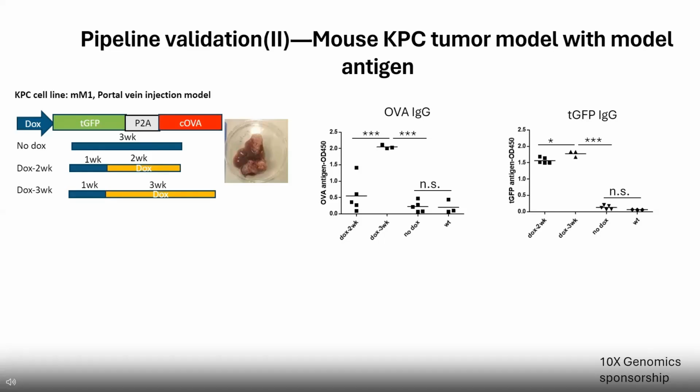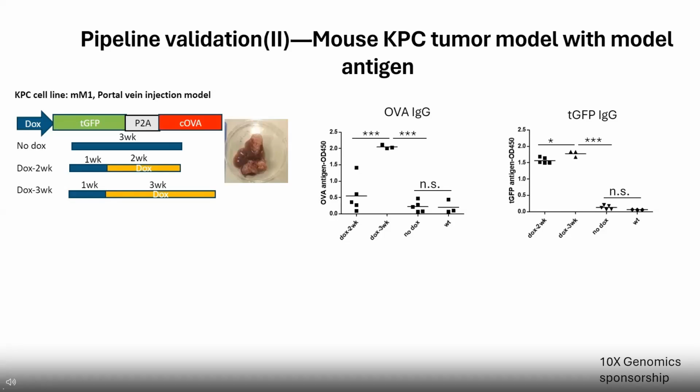So we divided our mice into 3 different groups. One group without Dox, so the antigens are not expressed, serves as our control. Then one group, we let the tumor grow 1 week and then induced Dox for 2 weeks. And the third group, we let the tumor grow 1 week and then induced Dox for 3 weeks. And then we monitored the antibody response by sampling blood from the tail veins.